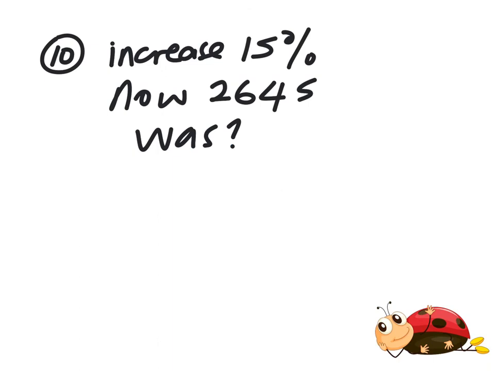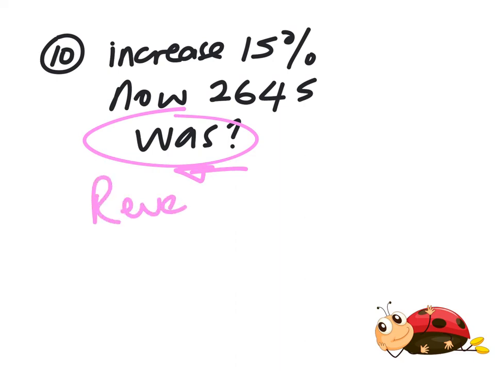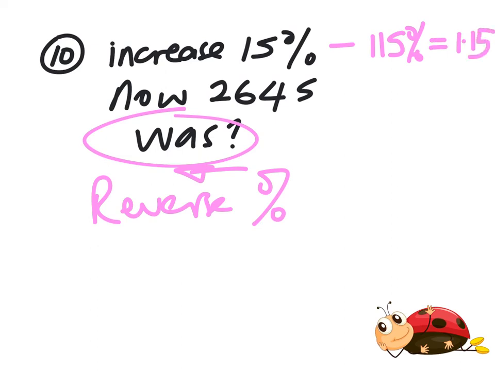Last question. The vote increased by 15%. It went up to 2645, and you want to know what it was. Okay, so we're going backwards. So it's a reverse percentage question. So if the increase was 15%, that meant it was 115%, which meant the multiplier was 1.15. So the easy way to get the answer is to take that value and just do a divide sum.